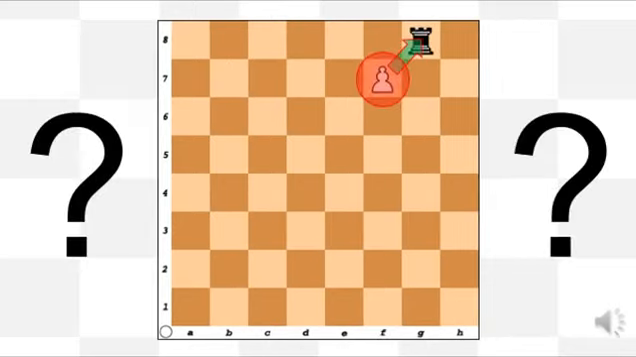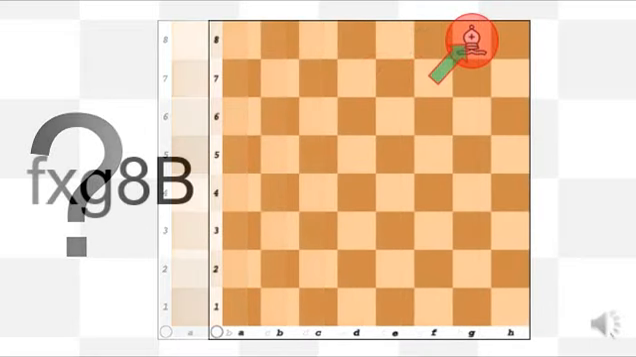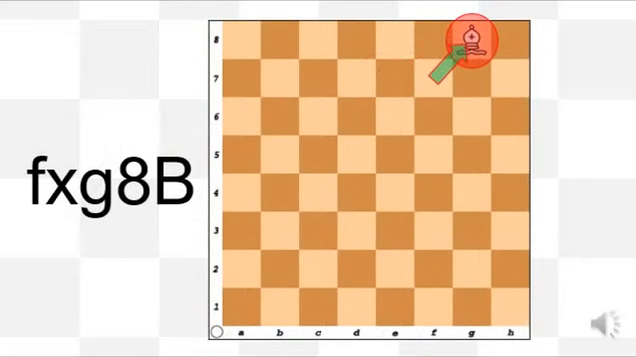One last example. What would be the notation for the white pawn capturing the black rook and then being promoted into a bishop? The correct notation for this movement would be fxg8, because that is the notation for the pawn, which is file f, capturing the rook on space g8, and then capital B because it is being promoted into a bishop.